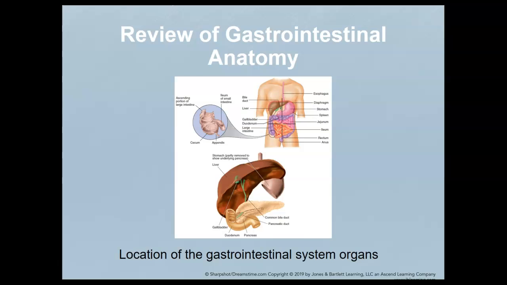Your book has a good chart for this, but please understand that. Now, that will be on a test, and you will see it coming up, okay? So understand your quadrants and understand what goes where.